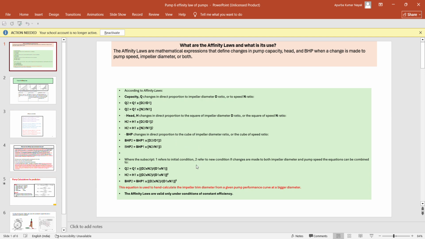But if at the same time you combine both diameter and RPM, then the total equation will be: Q2, the final discharge capacity, is equal to Q1 into D2 by D1 into N2 by N1, directly proportional to diameter as well as the RPM. Similarly, head is proportional to the square of diameter and RPM change. Similarly, power is proportional to the cube of diameter change and RPM change.